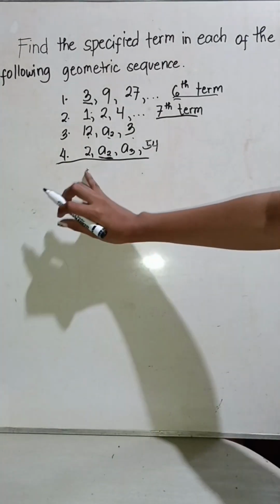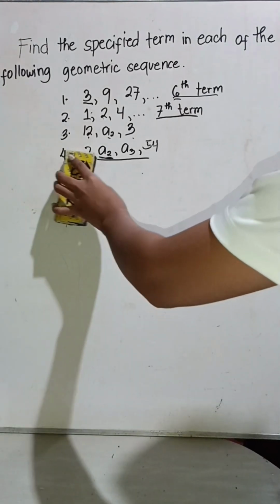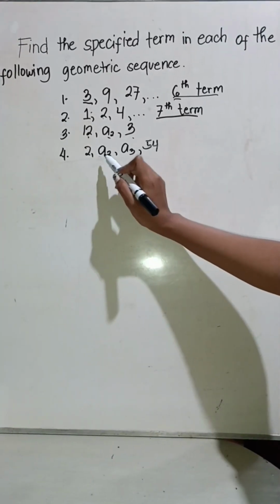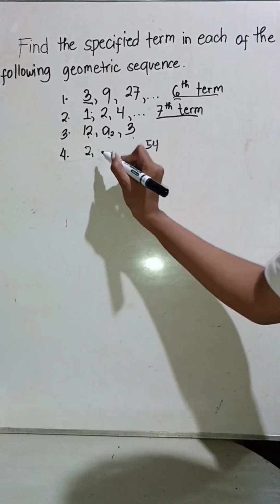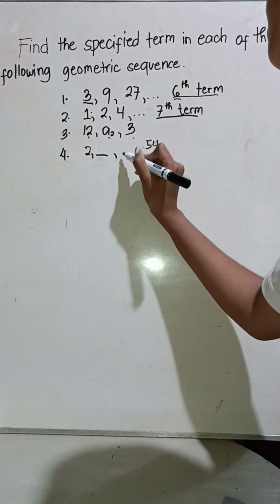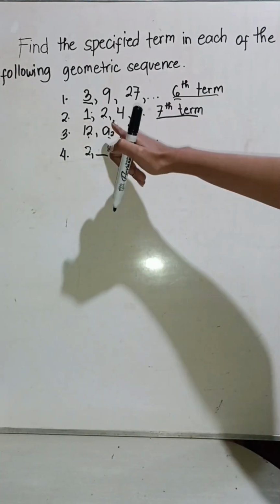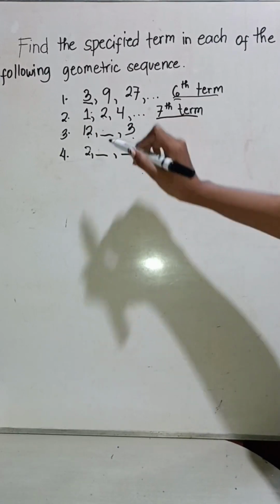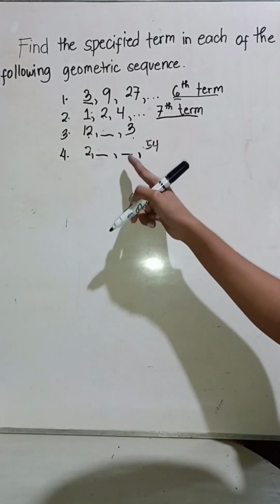Okay, so let us proceed to our example 4. Let me write example 4. What we are looking for is the second term and the third term. So 2, blank, blank, and 54. Unlike number 3, where only the second term was missing, now we have two missing terms, the second term and the third term.